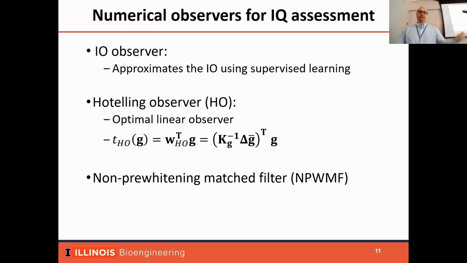Okay. And here are the numerical observers we used to compute our objective image quality measures. We considered three. One was the ideal observer, which I briefly told you about. So this is the upper bound in detection performance. Then we implemented a Hotelling observer, which is the optimal linear observer that uses the second order statistics, the covariance matrix of the image data, to form its decision. And then just a simple naive match filter.